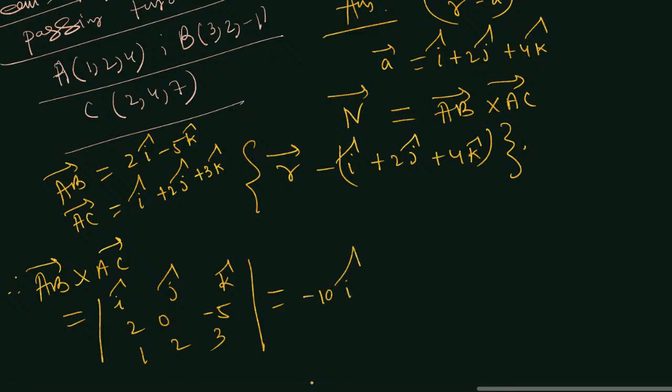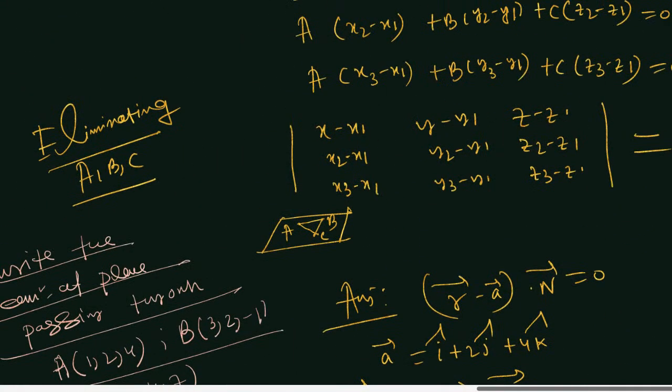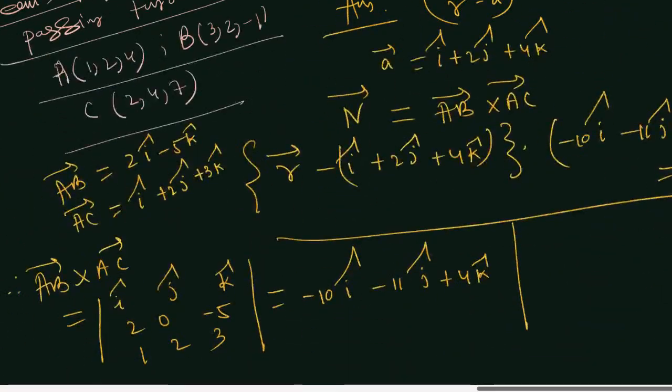Minus 10i minus 11j, and this is 4 minus 0. So I have found this part is minus 10i minus 11j plus 4k equal to 0. Okay? Vector form you keep this way. From here you can easily write the scalar form, or use the determinant form, that is x minus x1, y minus y1, z minus z1, like that. Or do it from here.